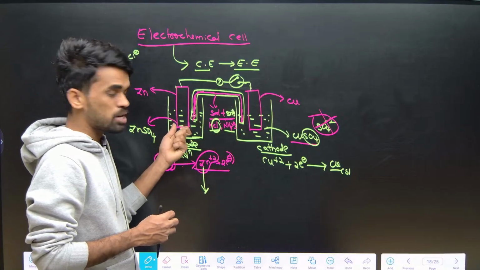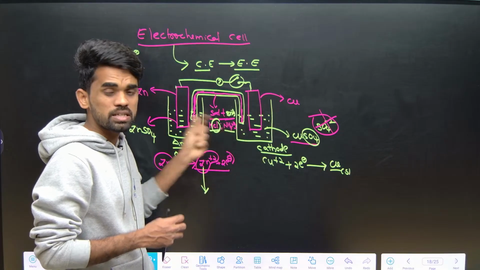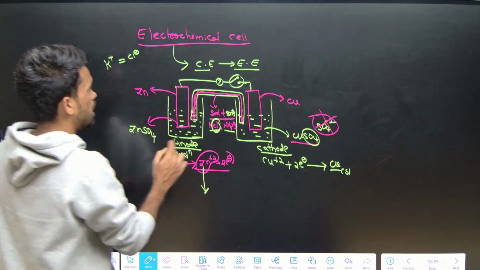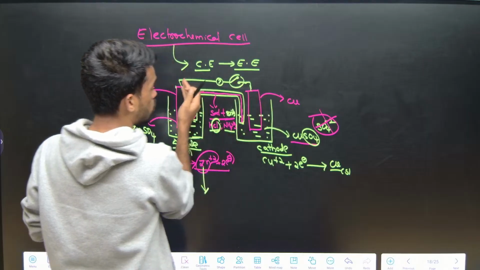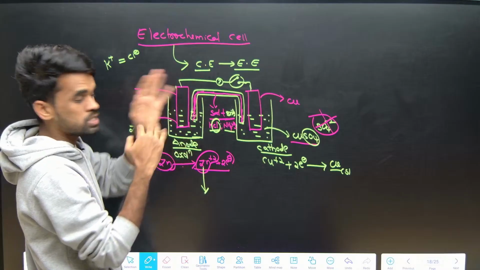So here it is becoming neutral, here it is becoming neutral with the help of cations and anions present in this electrolyte solution right now. So now what is happening here? Electrons are flowing from anode to cathode now. Now current flows from cathode to anode. So it will be flow of electrons and current will be in opposite direction all the time.